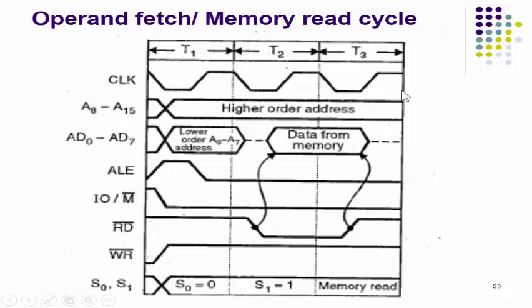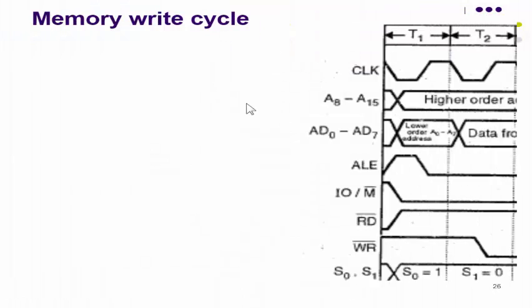Then in T3 state, data from memory is transferred to 8085 and placed on the internal data bus, that is D0 to D7.